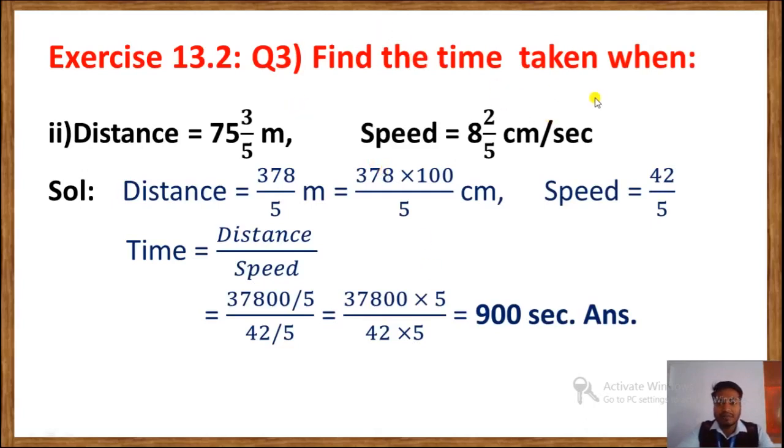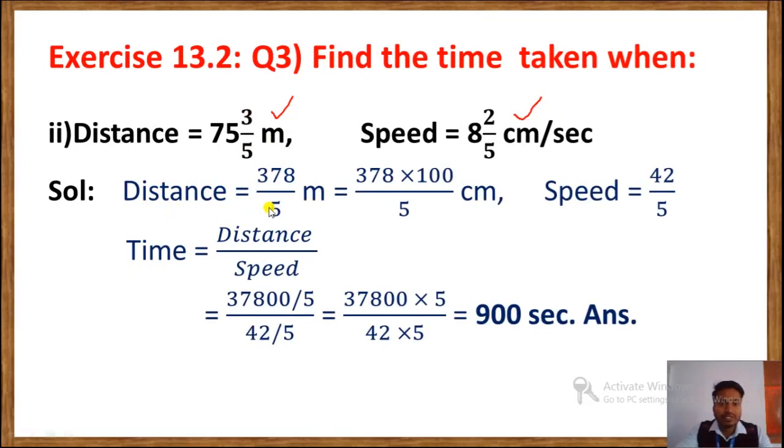Find the time taken when distance is 75 3 by 5 meter and speed is 8 2 by 5 centimeter per second. Here you can see speed is in centimeter per second, but distance is in meters. So first we have to make it centimeter.